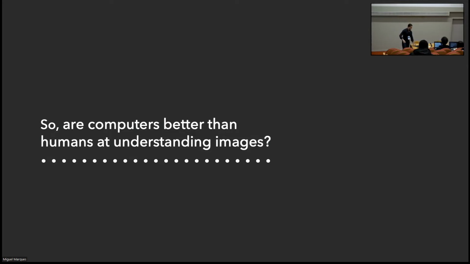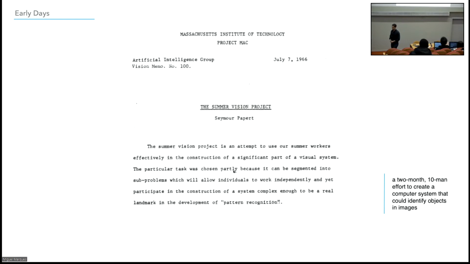But before going there, let's take some historical perspective on how computer vision started. This is an interesting historical milestone. In 1966, at MIT, there was a student project proposed as a summer project. They were trying to solve computer vision in a 2-month period during the summer, using 10 students, basically.